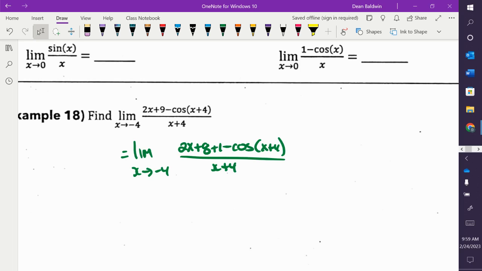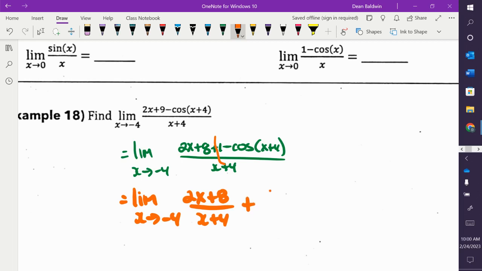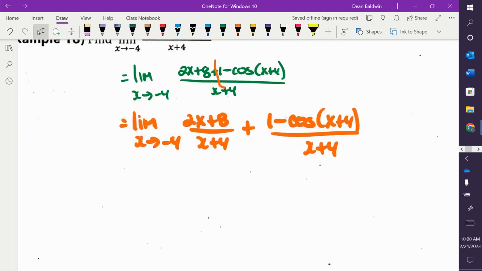Now you want to split it, because you've got the identity that you wanted right there. That's how you want to split it. So we're going to go the limit as x goes to -4 of 2x plus 8 over x plus 4, plus 1 minus cos x plus 4 over x plus 4. Does that make sense? Okay, we're not done yet, but we're on the right track.